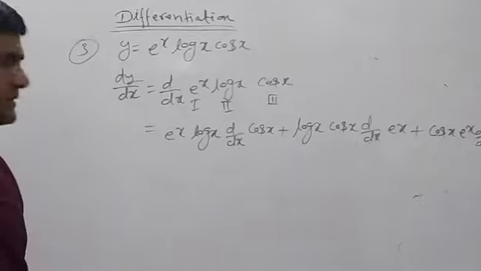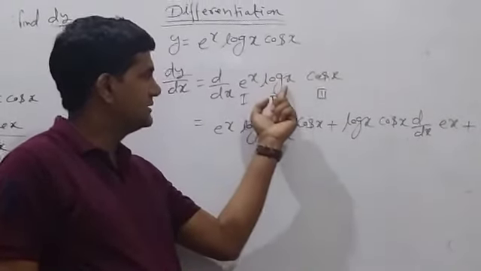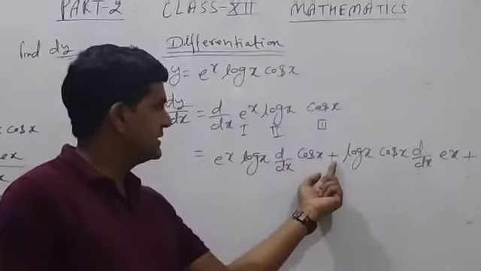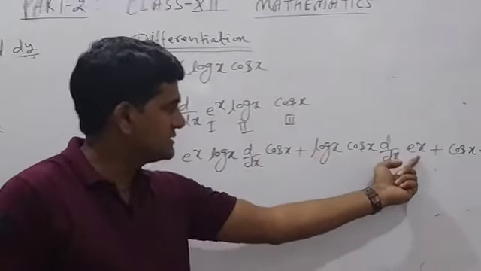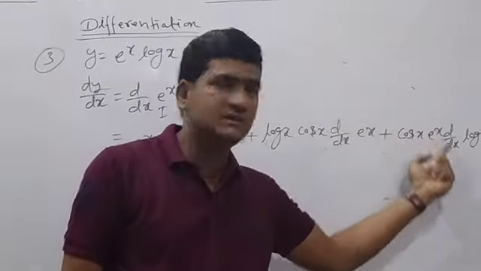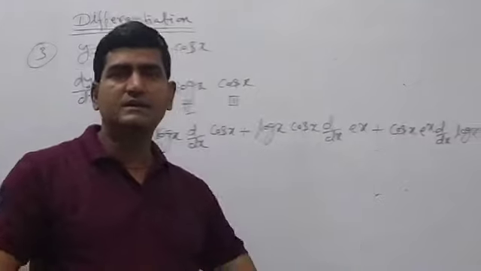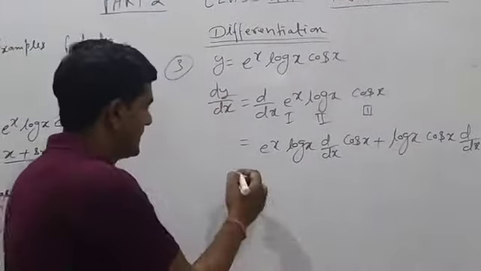Once more, I am going to repeat. Leaving e power x into log x, d by dx of cos x, plus leaving log x into cos x, d by dx of e power x, plus leaving cos x into e power x, d by dx of log of x. After that, you put the formula.